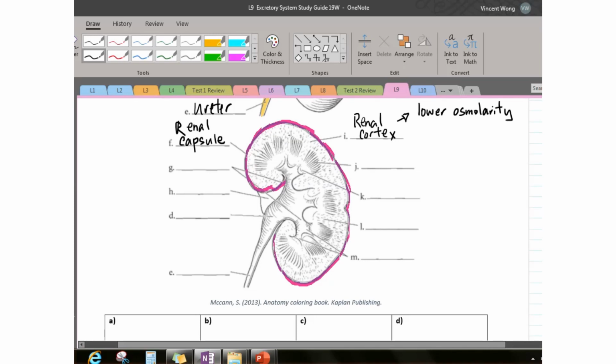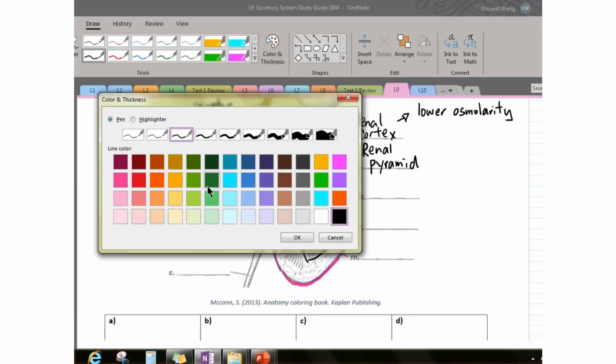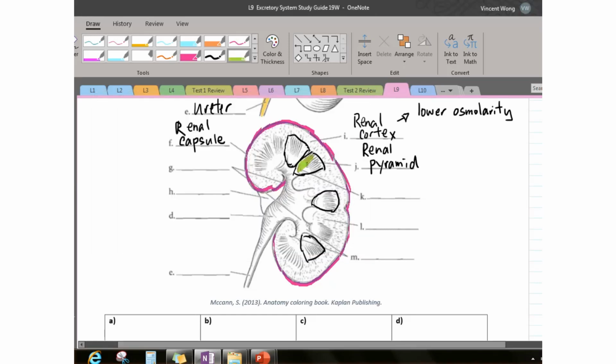Right? You're going to see that we have these little triangle cone-shaped structures, right? So I'm going to outline a few here. Right, so each one of these cone-shaped structures, we call them renal pyramids. Okay, renal pyramid. These little cone-shaped triangle stuff. Now, let me just color the pyramid for you first. Right, so here is the pyramid. Right, that's one pyramid, two pyramid.